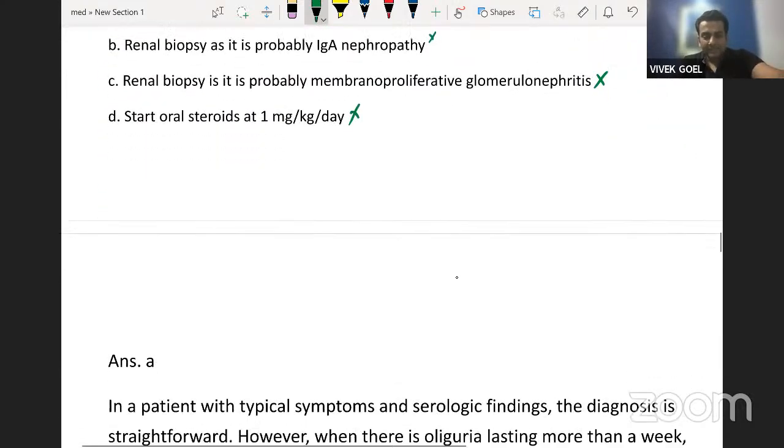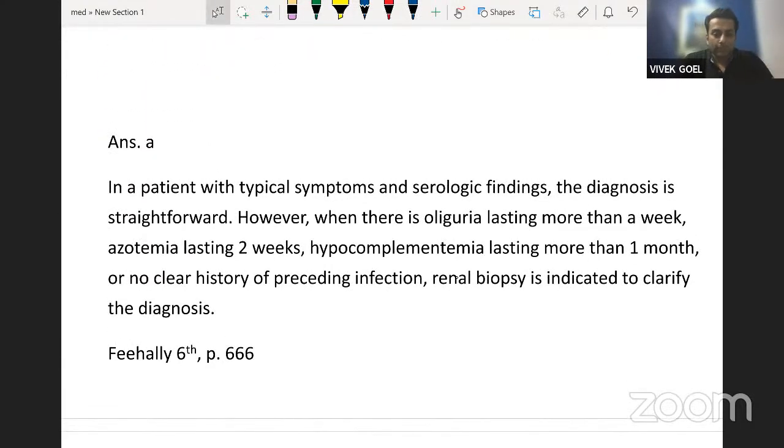Now, please see what the book says: the diagnosis is straightforward in a case of PSGN, but when there is oliguria lasting for more than 1 week, or azotemia lasting for more than 2 weeks, or hypocomplementemia lasting for more than 1 month, then you've got to do a kidney biopsy, because usually the serological parameters all normalize within 1 month. Okay.